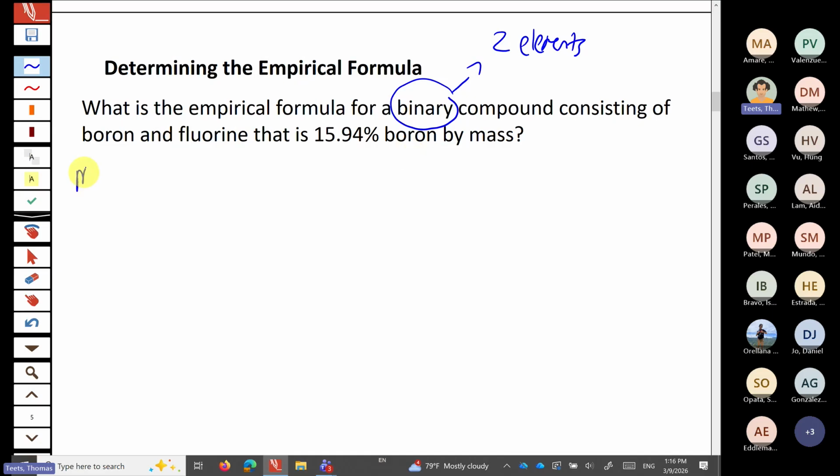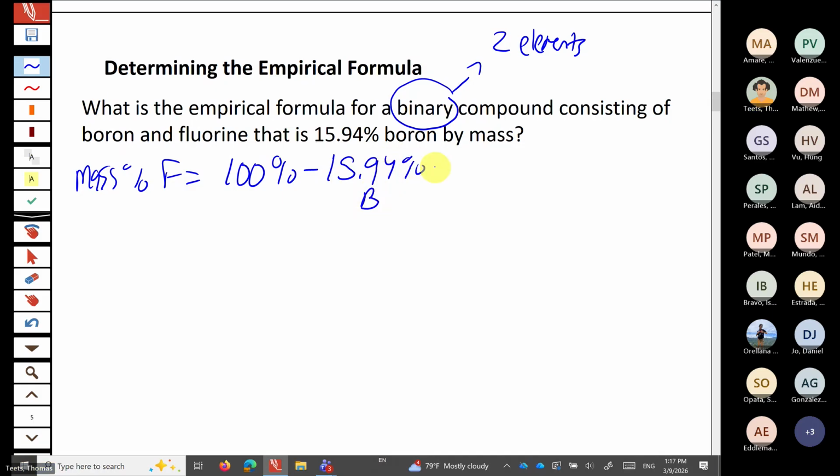So the mass percent for fluorine, they all add up to 100%. 15.94% of that is boron. So that's going to leave us with 84.06% fluorine by mass. All right, so we don't give you all the mass percents. That's why they all add up to 100. In this case, there's only 2 of them, so we find the other one.